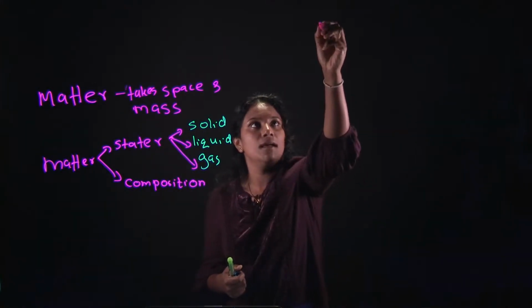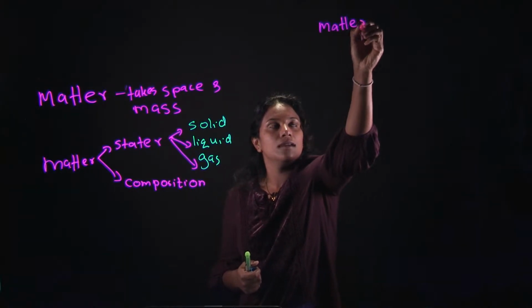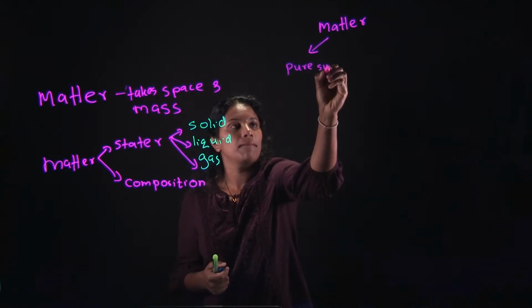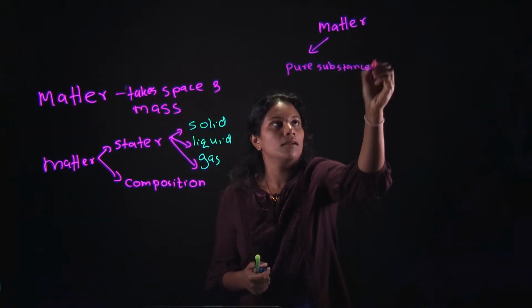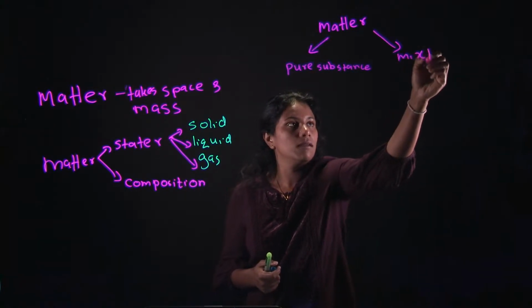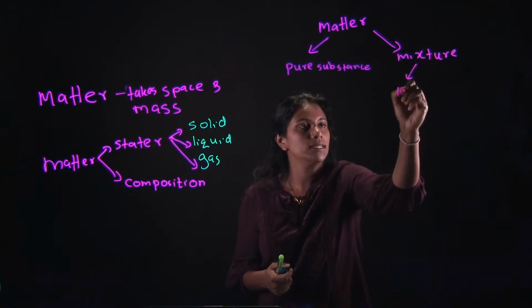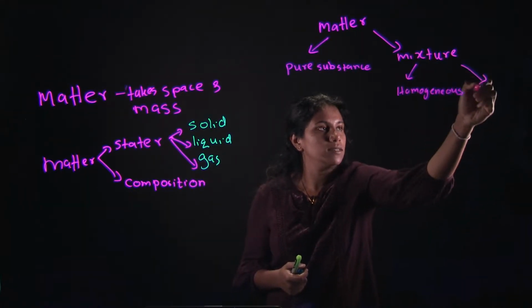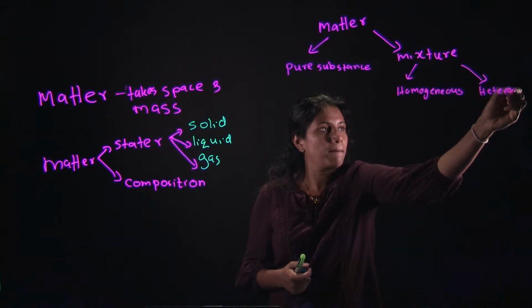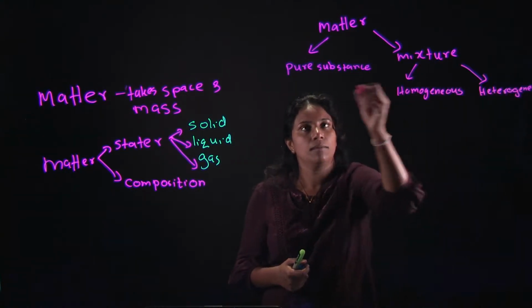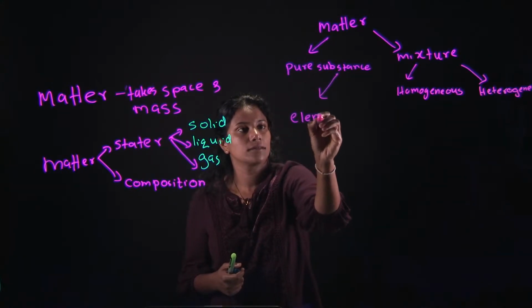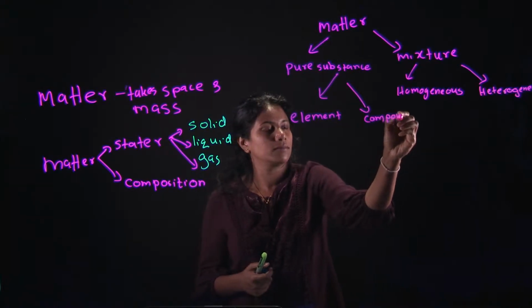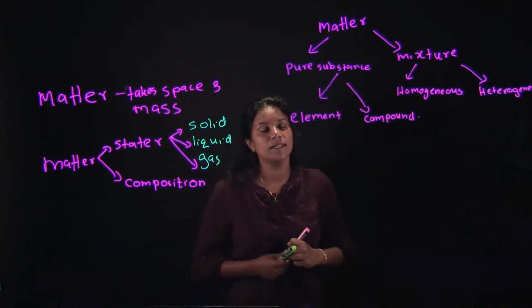So we see matter classified according to its composition into pure substance and mixture. Mixture has two types, homogeneous and heterogeneous. Pure substance has element and compound. Okay, so let's look at examples for each.